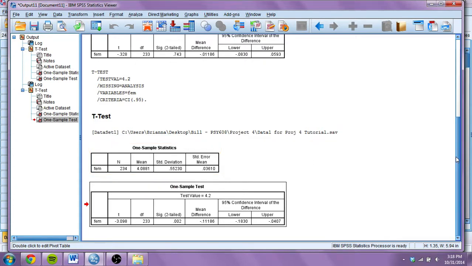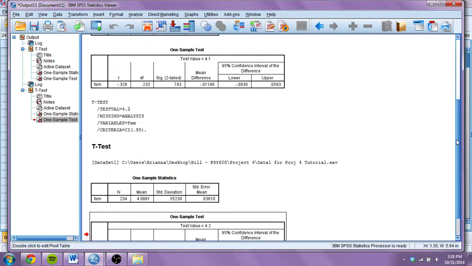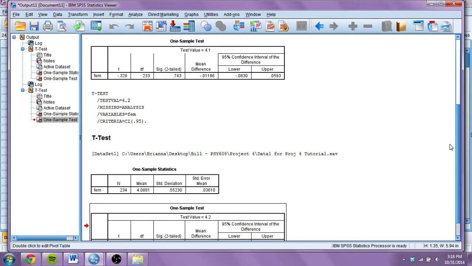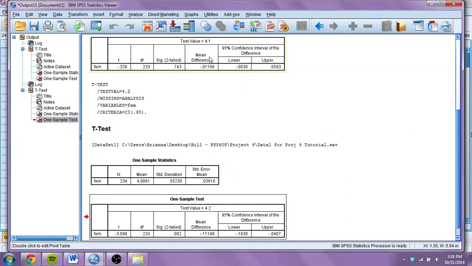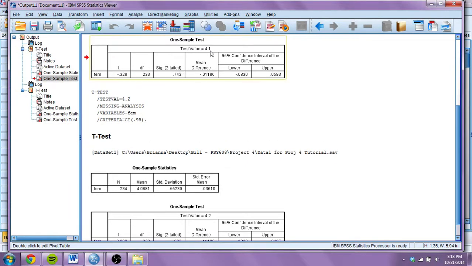So what you want to do for the project is compare your p-values. Look at which value is most likely or most probable, and whichever one's most probable is the one that fits better. So in my case, I would compare 0.743 to 0.002. This probability is much higher. So I would say that for me, the 4.1 model is a better fit. Again, your results are going to be a little bit different because you're testing different models. But that is how you would do it.